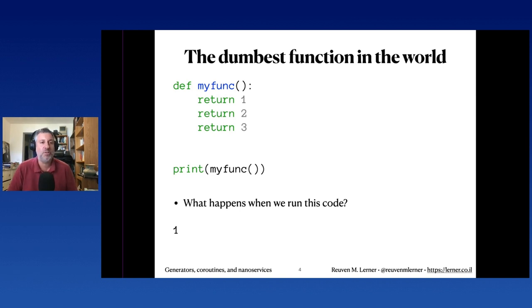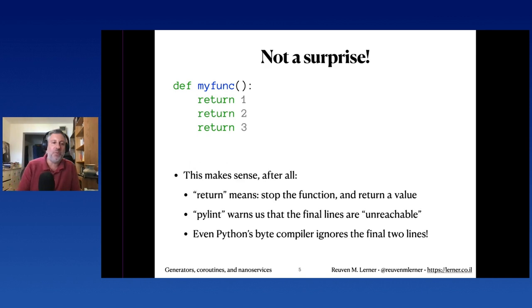Every function has a return value. And what happens if we have those calls to return after that first one? Well, we're never really going to get to it, right? It makes sense. Return means stop the function, return a value. And even if I run pylint on this function, it says, hey, those final lines are unreachable. And here's the most impressive thing to me.